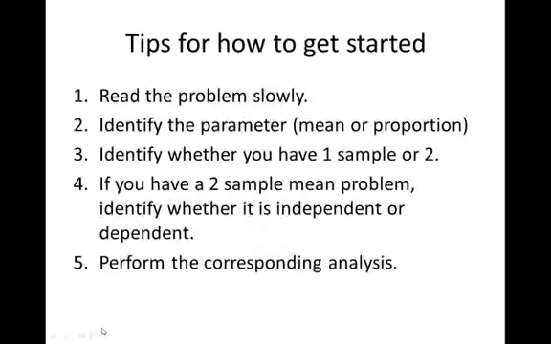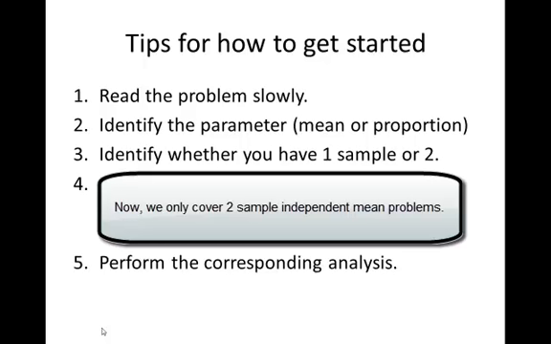So, tips for how to approach any of these hypothesis test problems. Make sure that you read the problem slowly. Identify the parameter in the problem. Is this a mean problem or is this a proportion problem? Proportions have percentages, or they ask a question in such a way that it is a binomial experiment. So you ask a question where the only answers are agree or disagree, pass or fail, right or wrong. There are only two mutually exclusive options for proportions. Identify whether you have one sample or two, then perform your corresponding analysis.